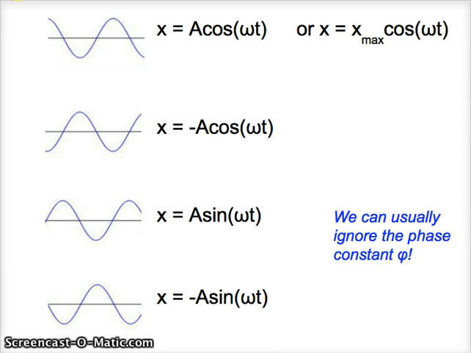The next video talks about how the position and the velocity and the acceleration all relate to each other within simple harmonic motion.